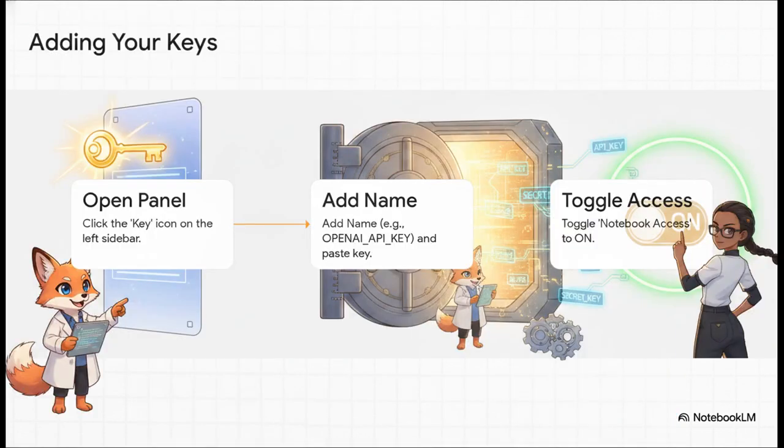Adding your keys to the vault is super simple. Just look at the left sidebar of your Colab notebook and find the icon that looks like a little key. Click that to open the Secrets panel. Then click Add New Secret. For the name, we usually use all capital letters with underscores, like OPENAI_API_KEY. In the Values section, you paste that long string of characters you copied earlier. Finally, and this is absolutely vital, you must toggle the Notebook Access switch to On. This essentially tells your vault, yes, I give this specific notebook permission to temporarily unlock and use this key.